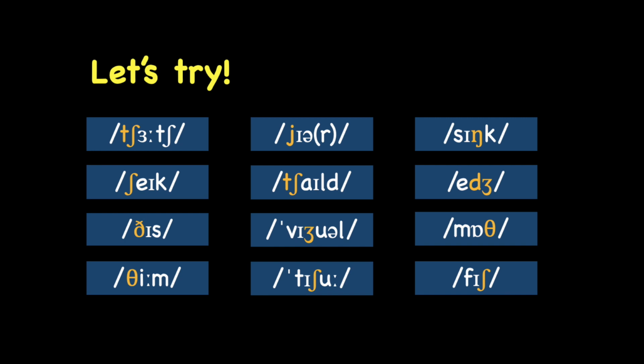What is the first sound in the word this? It's the voiced th sound. Th, th. As for number 4, what is the first sound in the word theme? Theme. Correct, it's the voiceless th sound.